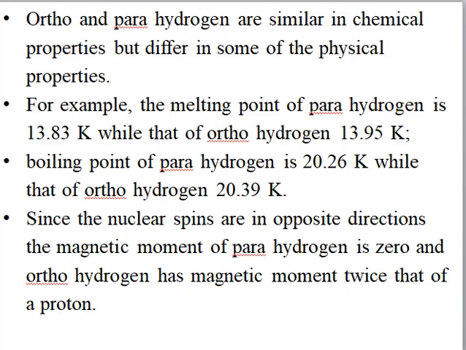And when you go for the magnetic moment, the nuclear spins are in opposite directions in the parahydrogen. So its magnetic moment is 0. In the orthohydrogen, both the spins are in the same direction. So its magnetic moment will be twice that of the proton.